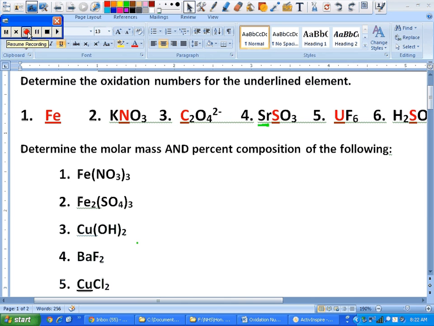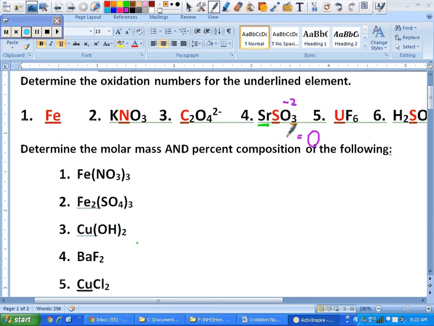So this time we're going to look at strontium sulfite. Now, how do I know this is sulfite? It's SO3. What's sulfate? SO4. Very good. Okay. What am I going to set this equal to? 0. Oxygen in this case is -2. So mathematically, this is -6.